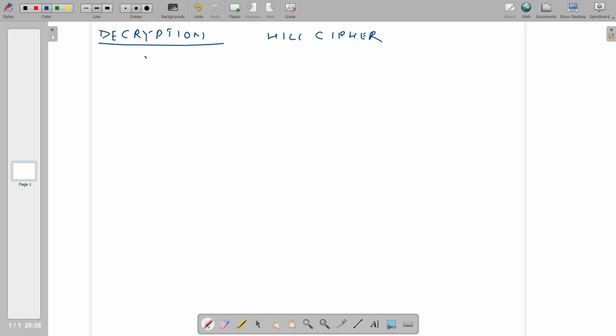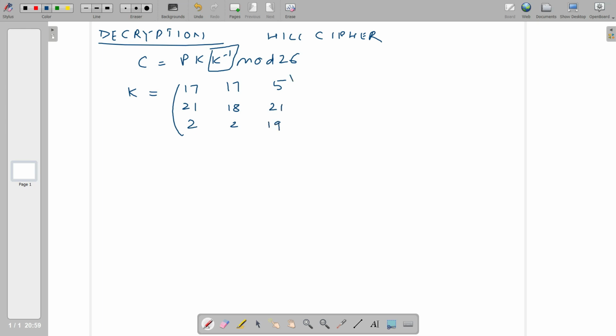So it is P equals C times K inverse mod 26. It means first we need to calculate the inverse of matrix K. K is the same key we used for encryption: 17, 21, 2, 17, 18, 2, 5, 21 and 19. And the operation is obviously mod 26.